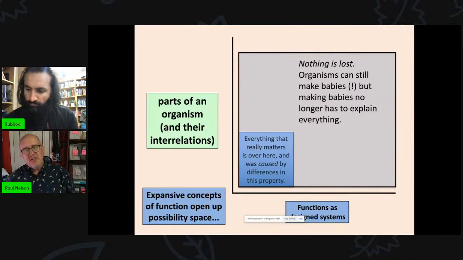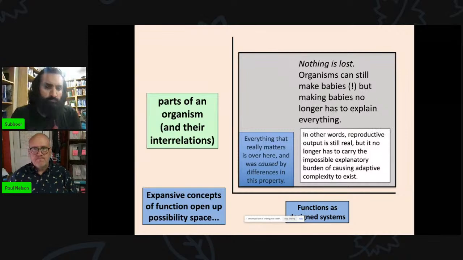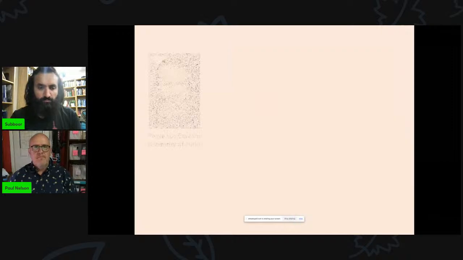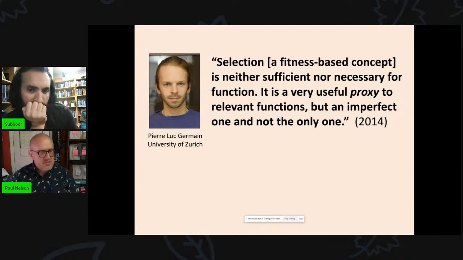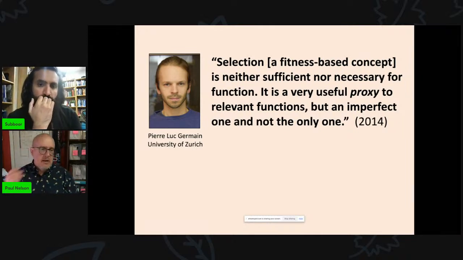And biologically, if we think now about fitness with respect to production of offspring, yeah, you can still make babies, but making babies no longer has to explain everything. Reproductive output is still real, but it no longer has to carry an impossible explanatory burden of causing adaptive complexity to exist. And a number of theoreticians have noticed this.